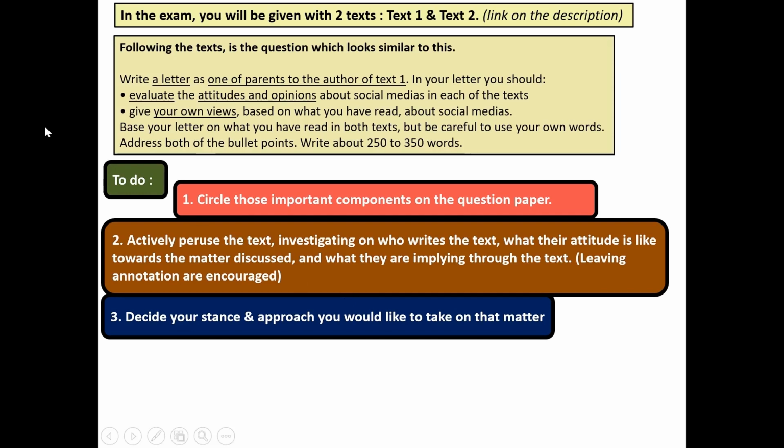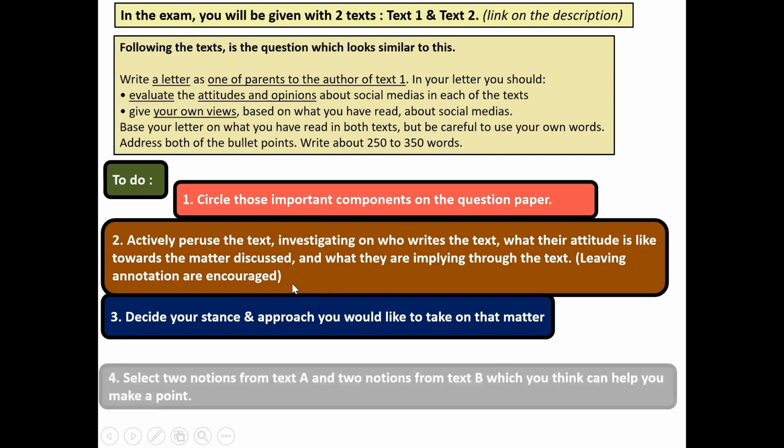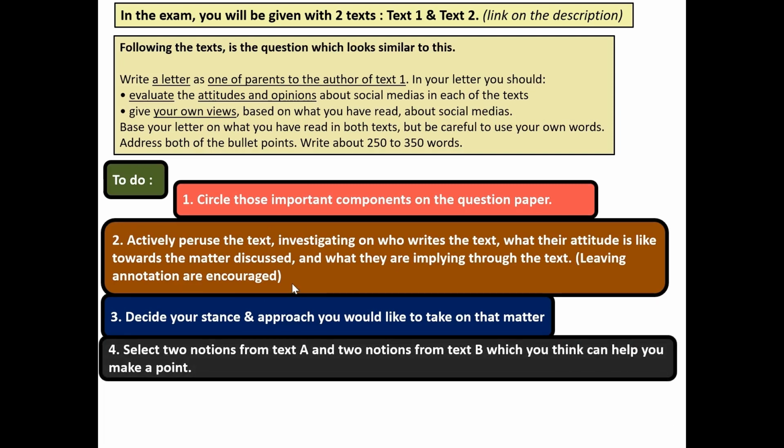Okay, number one, you circle the important components. Number two, you actively read the text by also investigating who could possibly write the text, what their attitude is toward the item discussed, and what they are trying to say from their writing. Okay. Number three, you decide your position and approach that you would like to use in your essay. Number four, you select two notions from text A and two notions from text B, which you think can help you make a point.